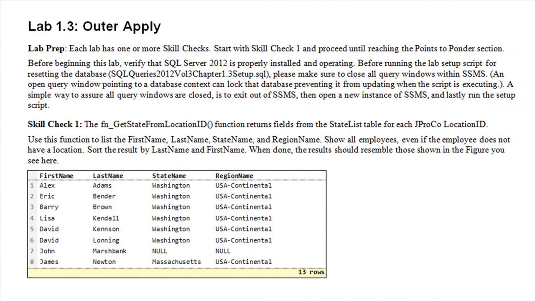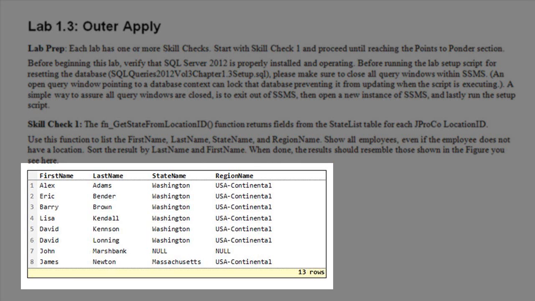Lab 1.3, Skill Check 1. The function fn_getStateFromLocationID returns fields from the State table for each JProCo location ID. Use this function to list the first name, last name, state name, and region name fields. Show all of the employees, even if the employee does not have a location. Sort your results by last name and then first name. When you're done, your screen should resemble the figure you see here.